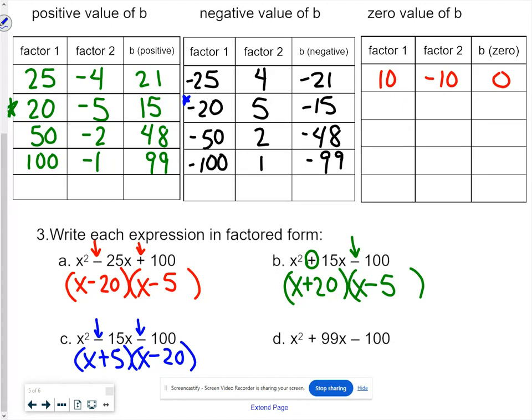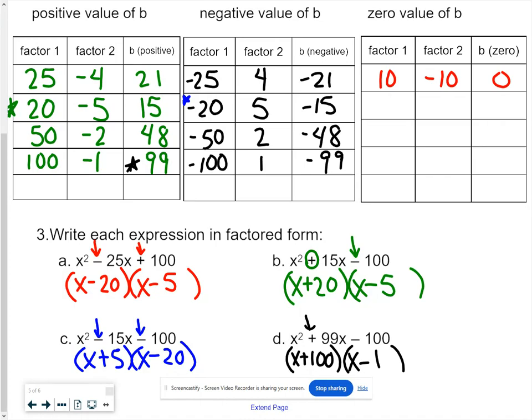All right, last one. I've got x squared plus 99x minus 100. So again, different signs. I know that. It'll be an x plus and an x minus. And I've got more positives. So I'm looking at the first table. Right here is my 99. So I know I'm going to have to use the 100 and the negative 1. So plus 100 minus 1.